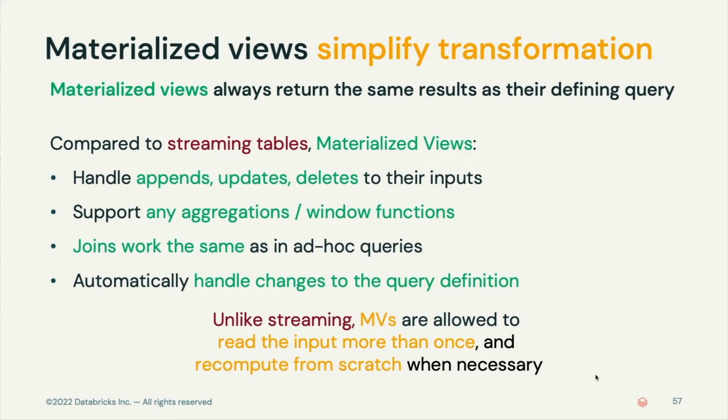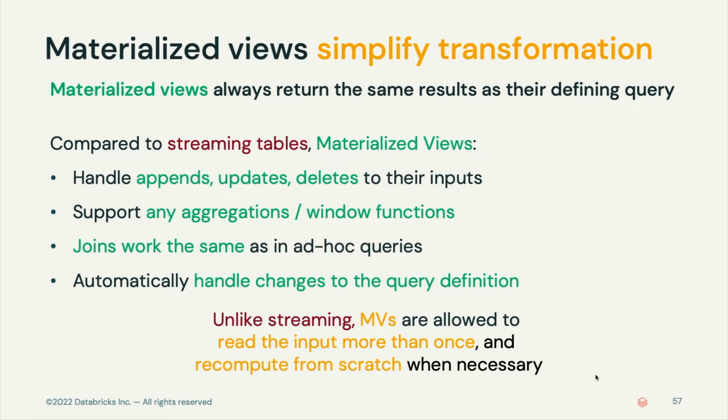Joins work exactly the same. There's no stream, batch. There's just standard inner and outer joins. And they automatically handle changes to the query definition. If you change the materialized view, the next time you run it, you will get that updated answer. But there's a reason why we can have all of this power in materialized views. It's because unlike streaming, materialized views are allowed to read the input more than once.